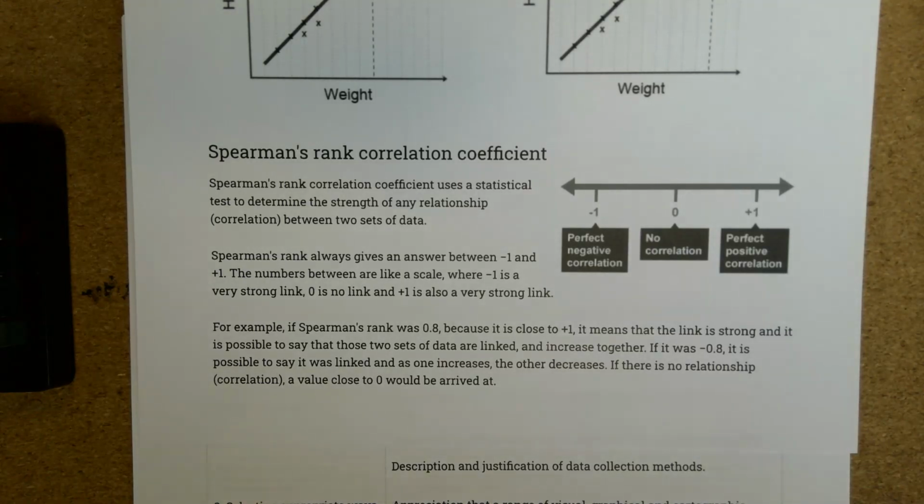For example, if Spearman's rank was 0.8, it's close to +1, so the link is strong, and it's possible to say those two sets of data are linked and increase together. If it was -0.8, it's possible to say these data are linked, and as one increases, the other decreases. If there's no relationship, a value close to 0 would be the one that is arrived at.